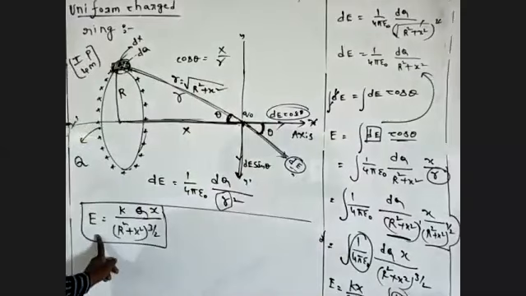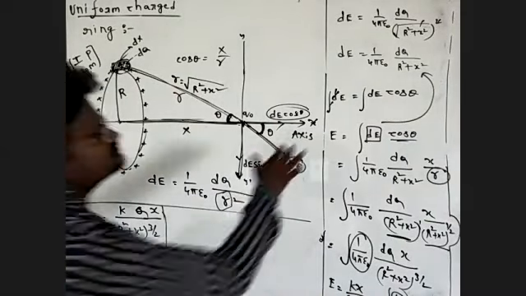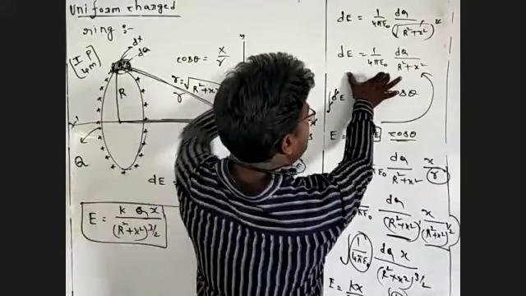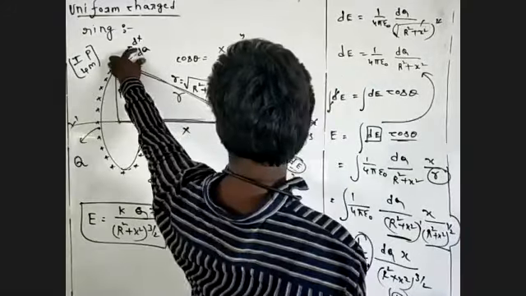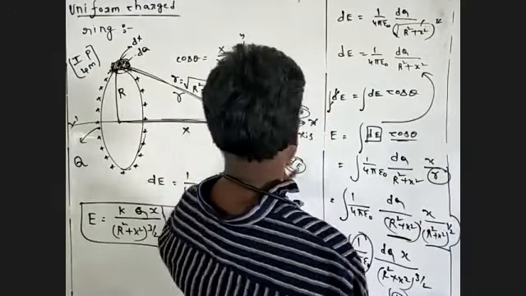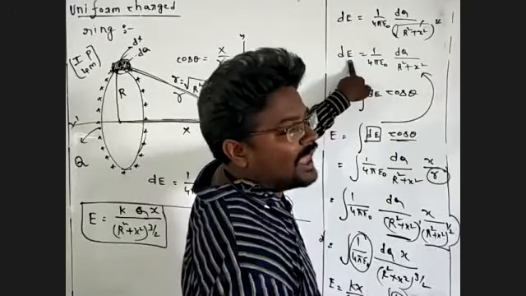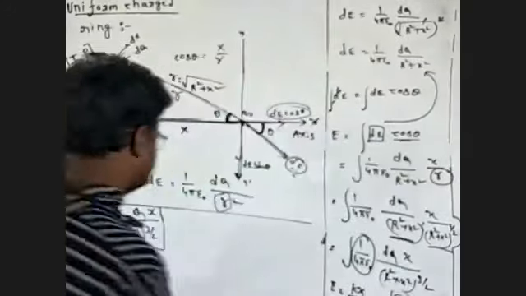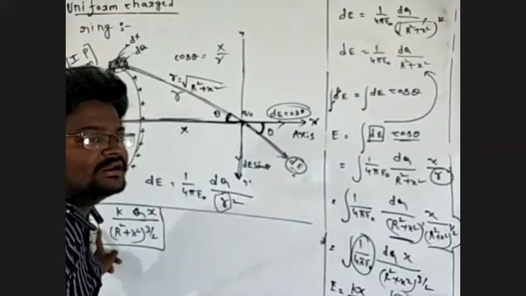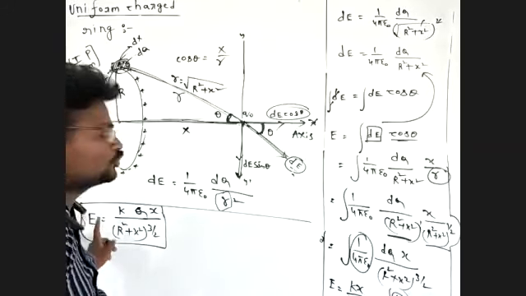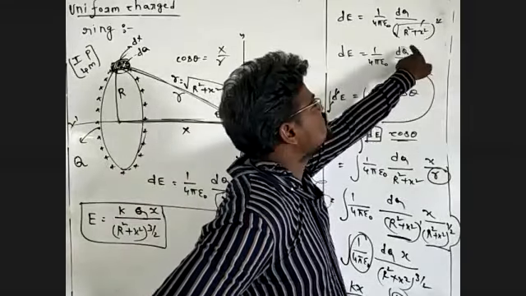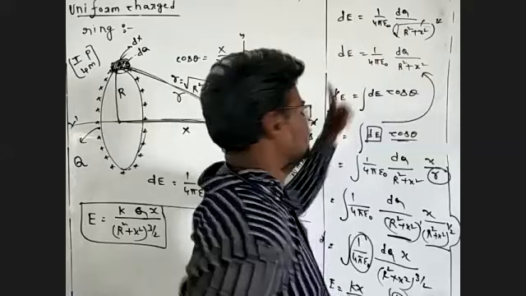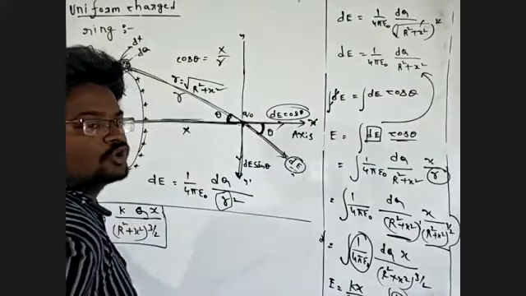This is the total electric field between the two charges. This equation indicates the small electric field between two charges. This is the small charge, and this is q naught. dE means a small electric field between two charges, and this is the total electric field between the charges. Total electric field, total charge. Small electric field, small charge. Small charge gives the small electric field and total charge gives the total electric field.